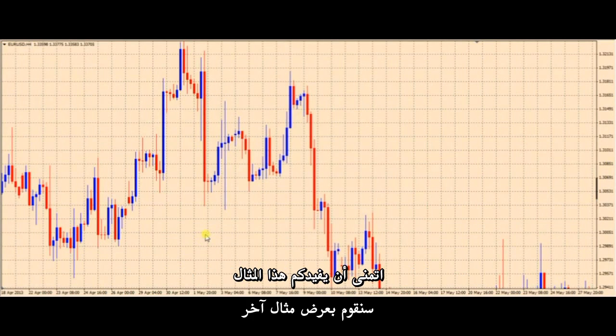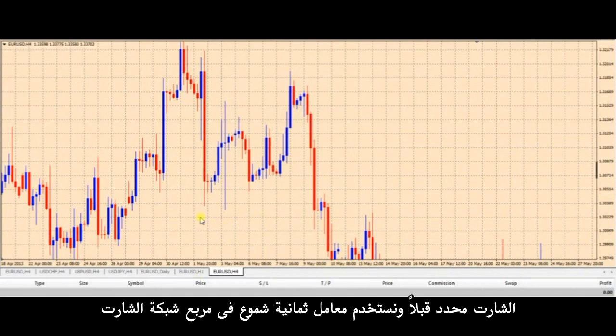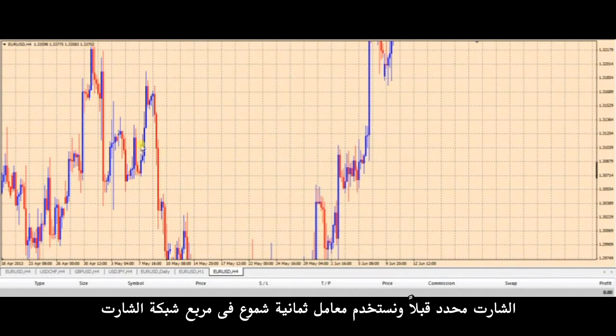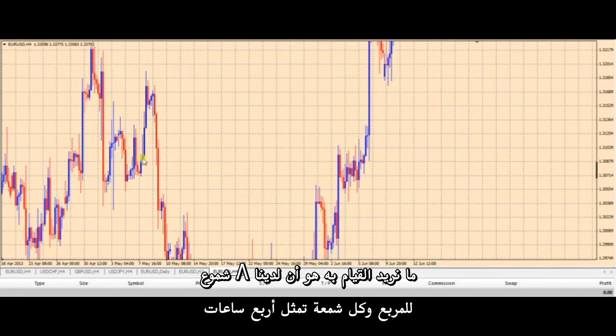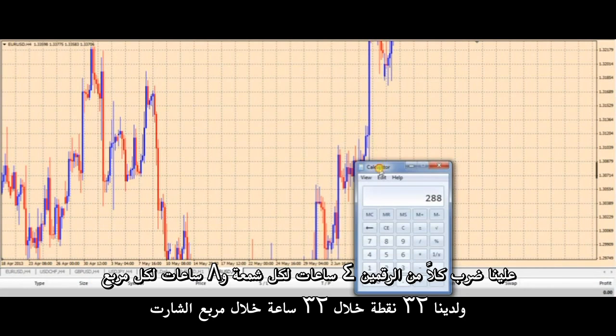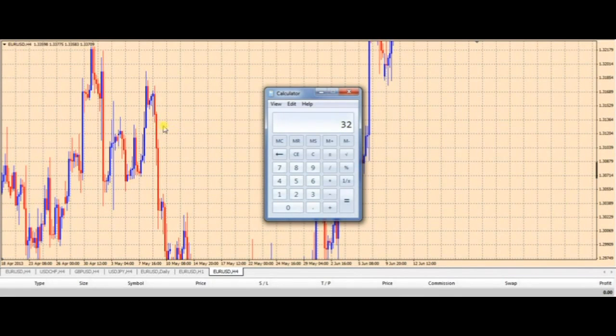I hope that helps and makes it a little bit clearer. I'll do one more example really quickly. Let's say that the chart is actually this size right here, and we're using the zoom factor of 8 candles per square. We know that we have 8 candles per square, and we know that each candle represents 4 hours. So we multiply 4 hours per candle times 8 candles per square, and we get 32 hours of time per background grid square right there.